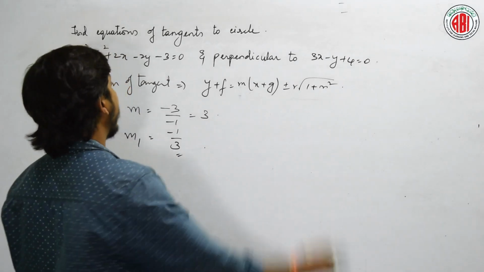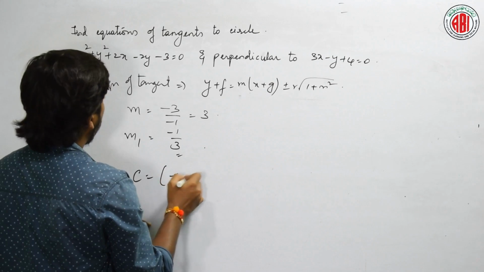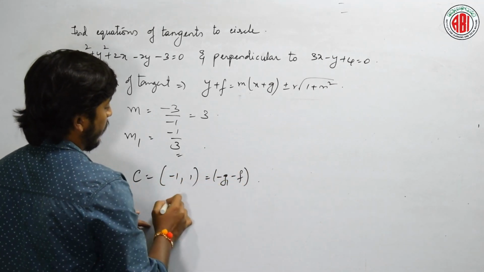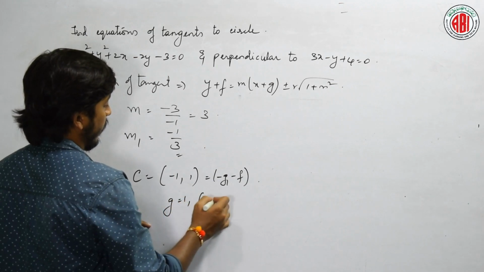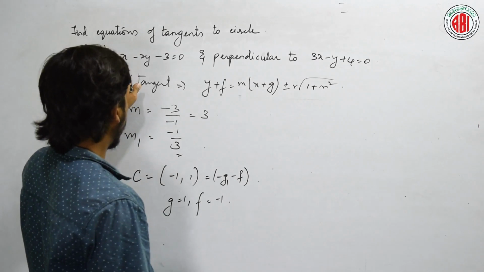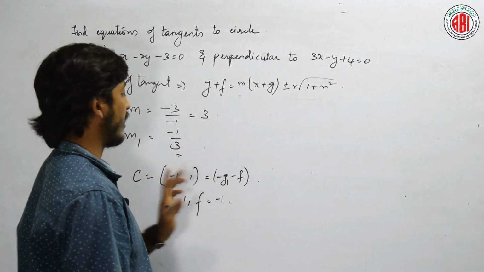Clear? And the next, we have to find the center. Center is minus 1 comma 1, which is minus g comma minus f. From this, g is 1, f is minus 1. Okay. Here minus 1 comma 1 is minus g, minus f, where g is 1 and f is minus 1.